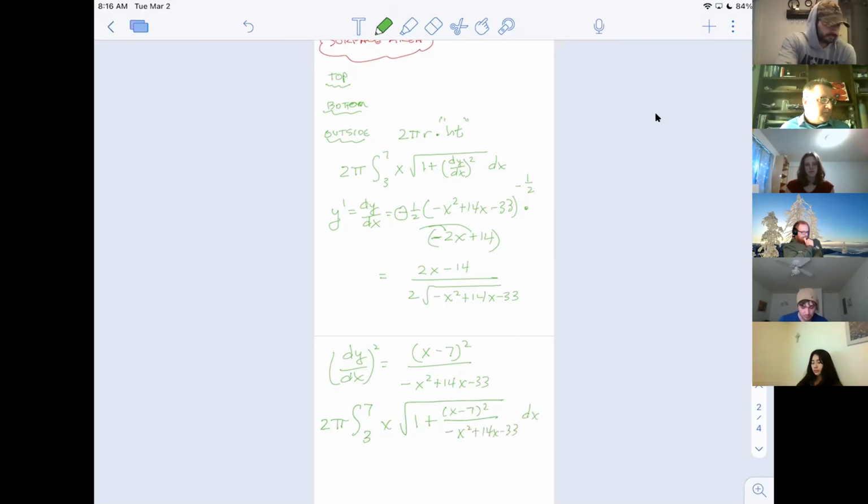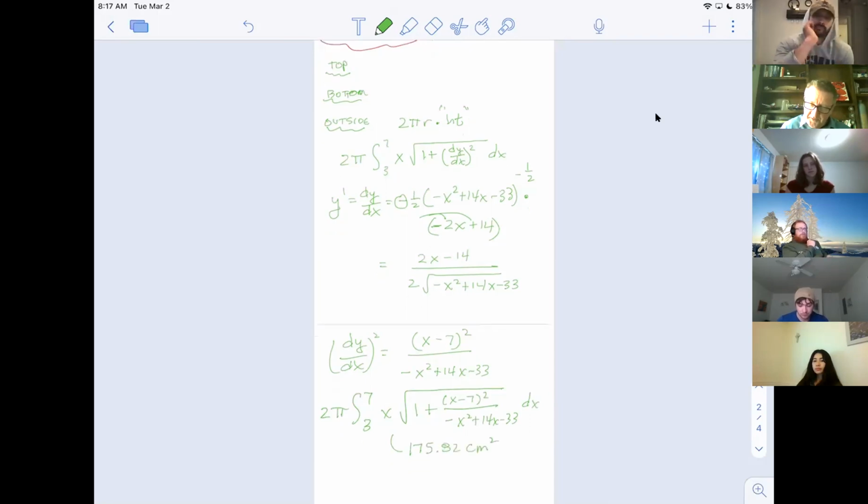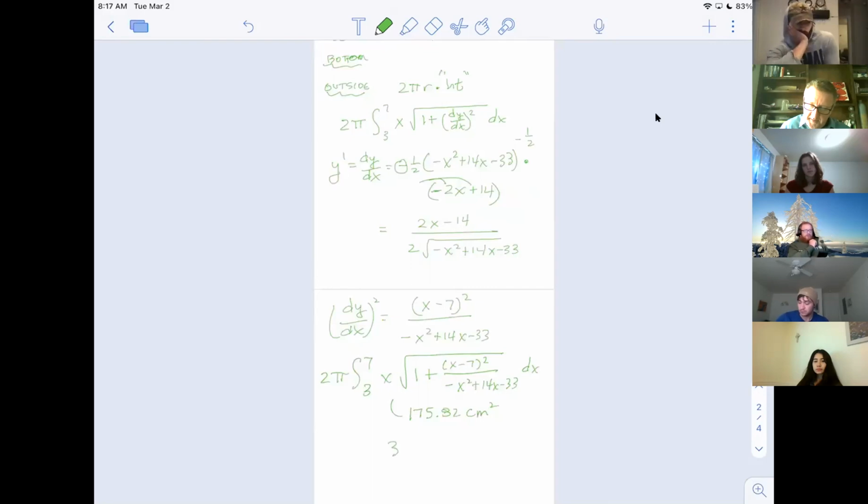So the overall surface area answer was 383, but just that chunk of it right there is 175, just if you didn't get it right. And this would be square centimeters. The overall answer is 383.2 square centimeters. That's the overall answer.